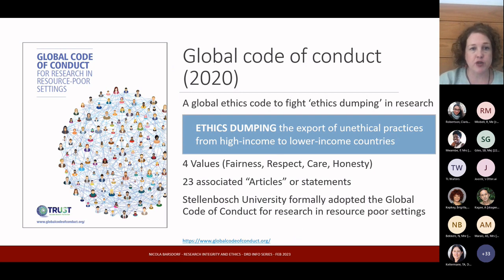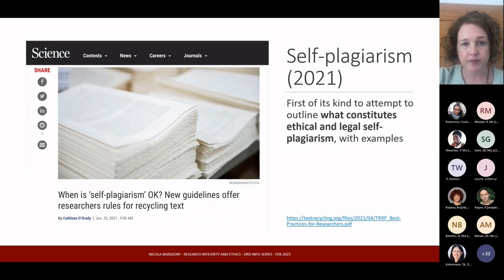And then in 2020, the Global Code of Conduct was published, and Stellenbosch University formally adopted this Global Code of Conduct for research in resource-poor settings. The code is specifically written to focus on ethics dumping, which is a term that has been given to the export of unethical practices from high income to lower income countries. It's a wonderful code with 4 values and 23 associated articles or statements. All of these are available on our website, but I've also included links in the slides for you to be able to access them directly online.